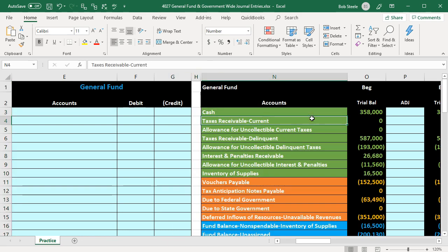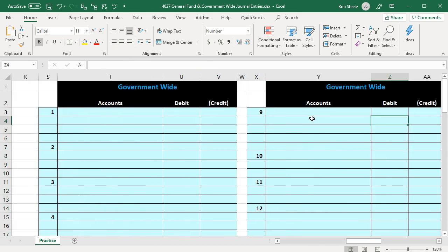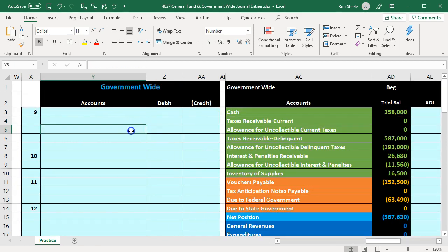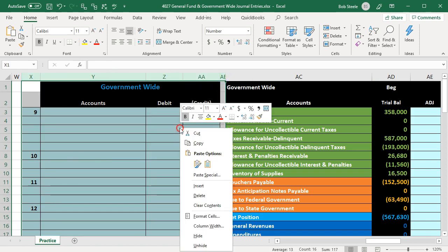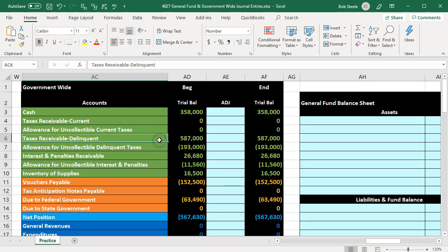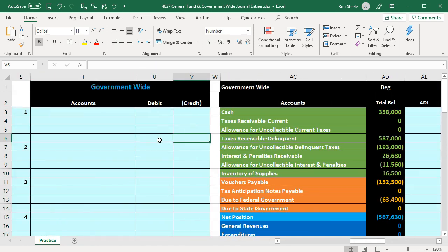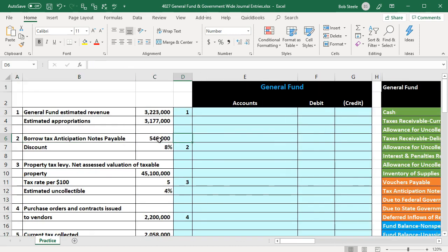It'll be great. We're going to do the same thing over here to the second column of cells on the government-wide. So from X to AB, going to select those cells, right click and hide those. So we're going to hide those cells, and now we've got the information side by side that we can then be working with. Let's go straight into the activities.